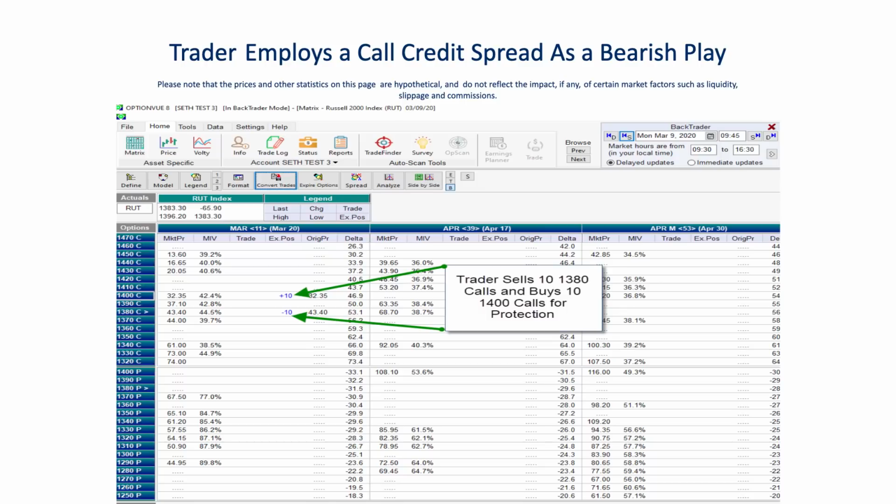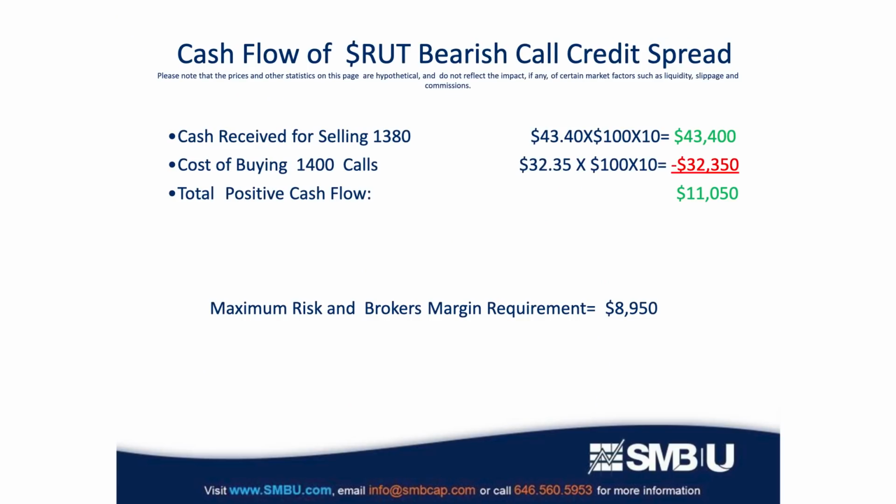Now, as we did before, we'll take a look at the cash flow on this trade. And as you can see, the short calls were trading for $43.40. So with that $100 multiplier we mentioned before, and the fact that we sold 10 of those, we get a credit of $43,400 for the calls we sold. And the protective 1400 calls, should the market bounce, well, those cost us $32,350. And as you can see from the calculation, the net effect is a cash inflow of $11,050. A trade where your broker will be requiring you to have $8,950 in capital to make the trade, the maximum worst case scenario on the trade.